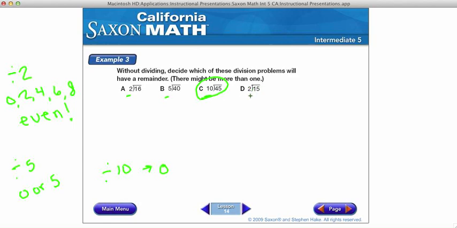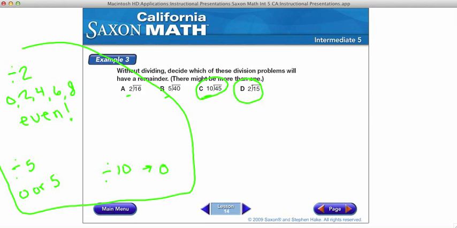And 15 divided by 2. Again, if a number is divisible by 2, it has to have an even number in the ones place, 0, 2, 4, 6, or 8. This has a 5, so this will have a remainder also. So remember to think about these divisibility rules. Okay, write them down, maybe a little bit neater than I did, so that you can refer back to them.